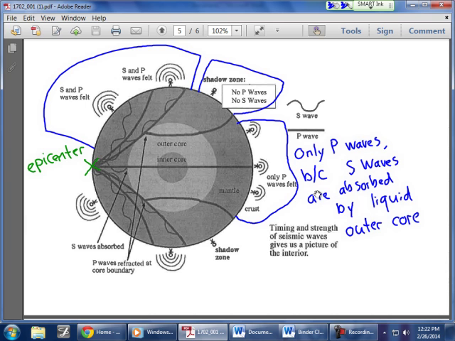Is it in the shadow zone? No, see this area right here. From here to here, there's no wave touching that. Once you get there, right there, there's a wave, but from here to here, there's no wave.